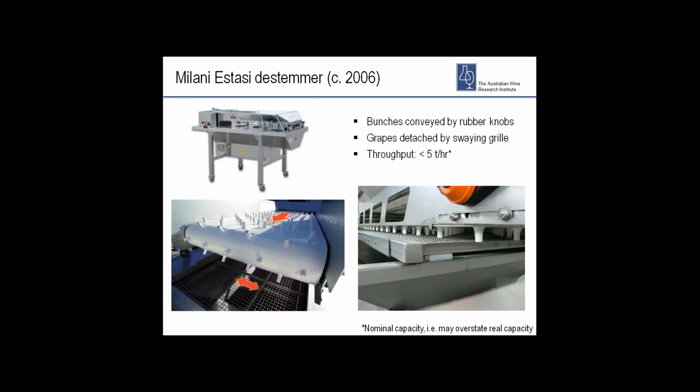Then in 2006, Milani introduced another different style of destemmer. In this device, bunches are loaded on top of a knobbed conveyor. This conveyor then drops the bunches onto a grill that sways from side to side. The knobs on the underside of the conveyor move the bunches along the grill, and the swaying action of the grill detaches the grapes, which then fall through the grill. The picture on the left is really the feed end of the destemmer, and the picture on the right is the exit end.